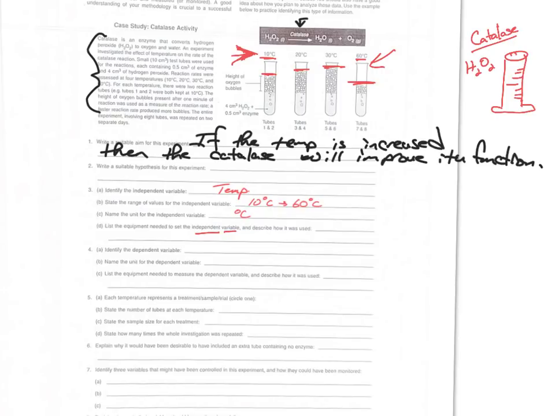So identify the dependent variable. Well, I hope that you can recognize that the dependent variable is the one that's changing because of the temperature. The catalase is staying the same. The hydrogen peroxide, the water, and oxygen are being produced. So what is changing because of the temperature change? Well, it's the height of the oxygen bubbles.